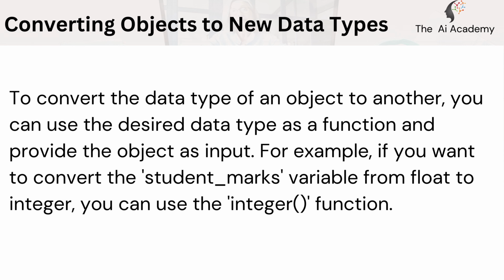Converting objects to new data types. Now, let's look at how to convert the data type of an object to another type in Python. To convert the data type of an object to another, you can use the desired data type as a function and provide the object as input. For example, if you want to convert the student_marks variable from float to integer, you can use the int function.